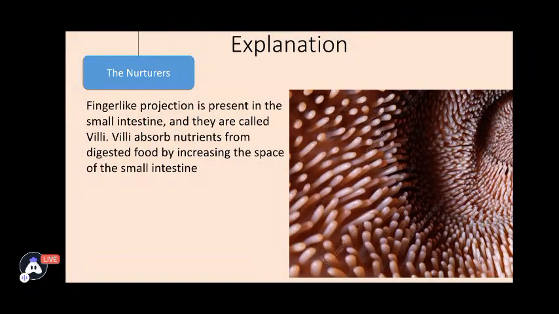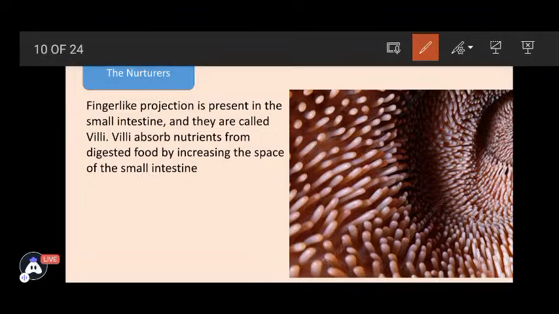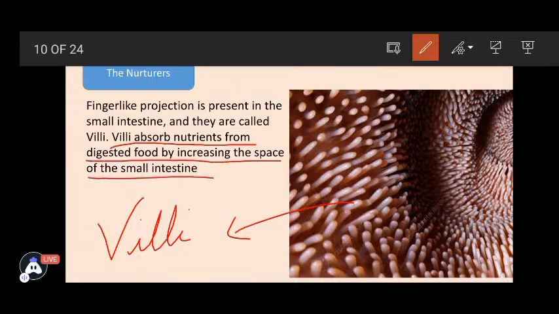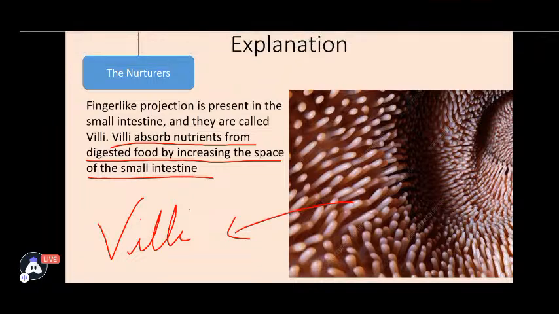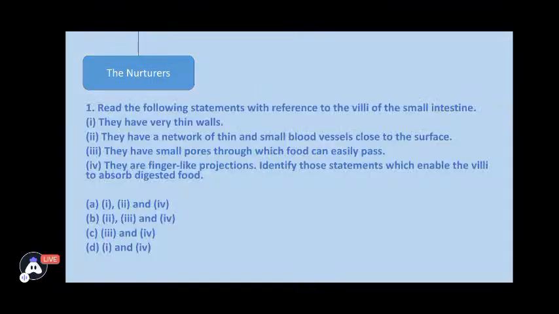You will be amazed to see how our small intestine looks from inside. The next slide shows the structure of how these finger-like projections look inside our small intestine. All these finger-like projections are called villi. This is a very important question. You can see how they look in the small intestine; they are numerous and richly supplied with blood vessels. They absorb nutrients from the digested food by increasing the surface area of the small intestine. That is the function they perform. Moving ahead to the next one.